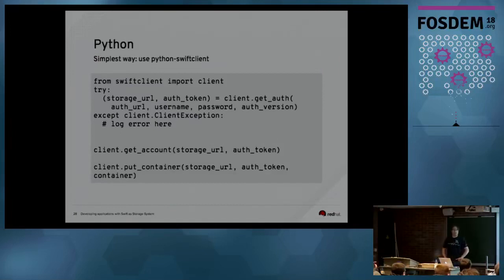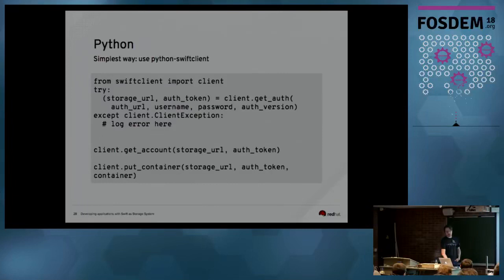If you want to use Python, probably the simplest way is to use the Python Swift client itself, which is the Swift command line interface, but it also includes reusable parts or libraries within your application. And again, what you're doing there is you get an authentication token and the storage URL using your username and password, and from that on you have actions like get account, put container, put object, list containers, stuff like that. And it's really easy to use within your application.